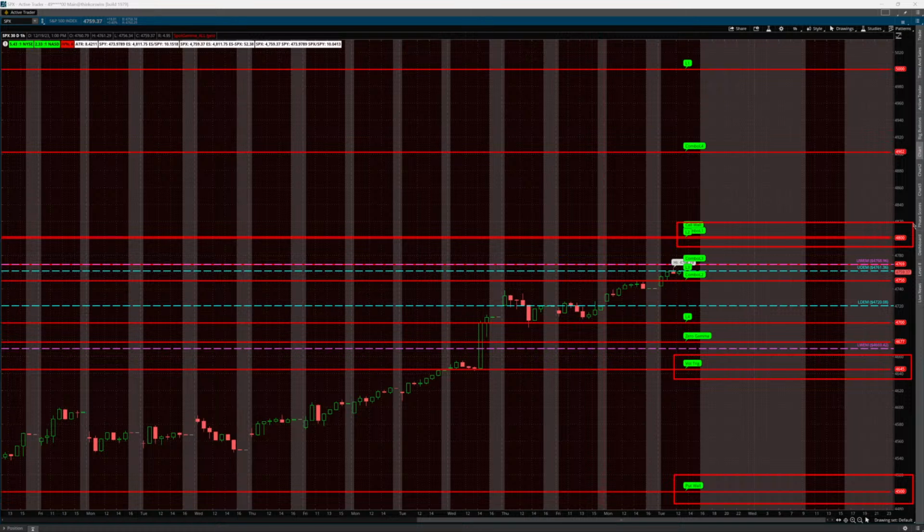Right, the next level up is the call wall at 4,800. And that is the strike with a large net positive gamma that can be expected to act as resistance. So that is really the next upside target for SPX.